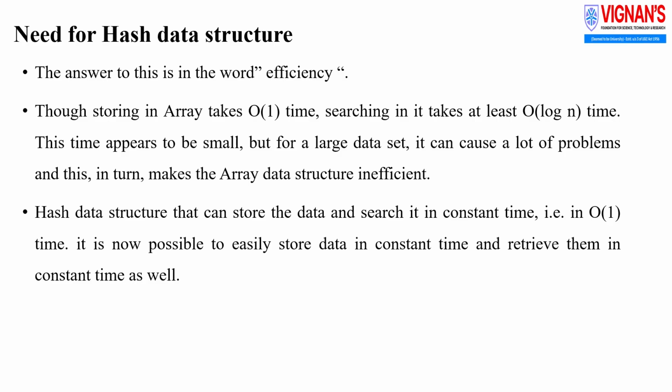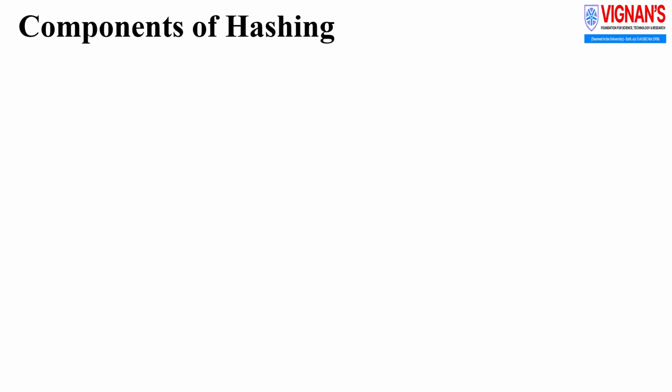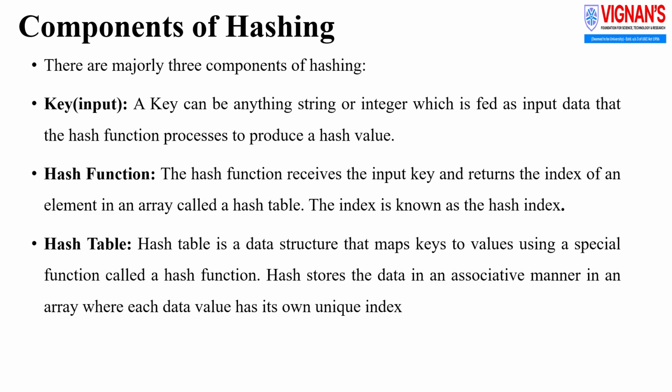A hash data structure, on the other hand, allows data to be stored and searched in constant time. That is, both insertion and retrieval can be performed in big O of 1 time. As a result, hashing makes it possible to store data efficiently and retrieve it quickly, even for very large data sets.